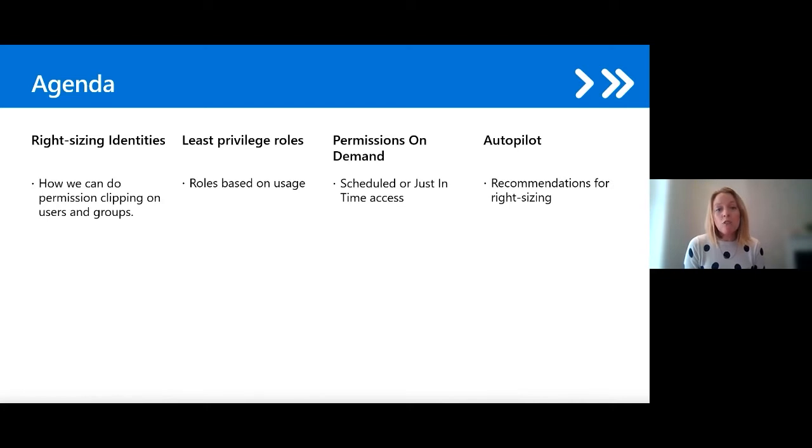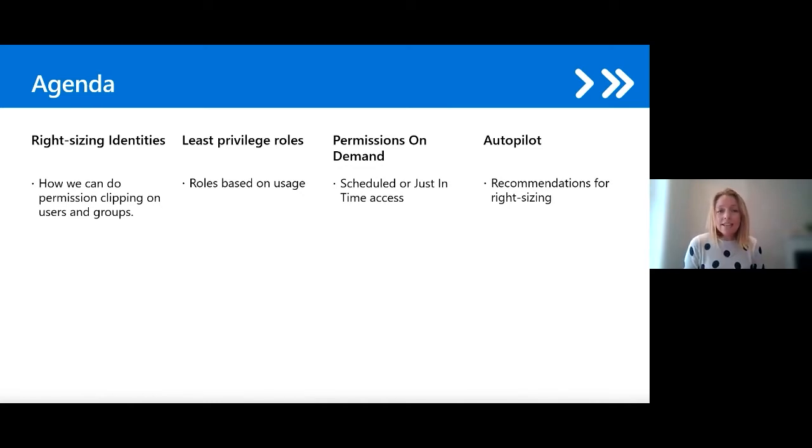Firstly, we're going to talk about right-sizing identities. By that, I mean clipping the permissions on an identity or group to what they actually use. So basically reducing that cloud permissions gap that Samba's been talking about. We're also going to look at creating least privileged roles, so how to create a role that's based on the actual activity of a group of users or even on an application.